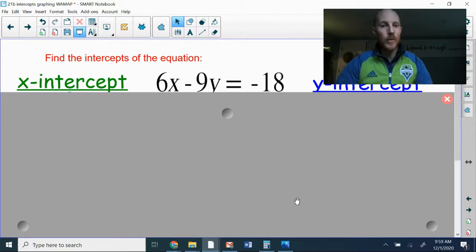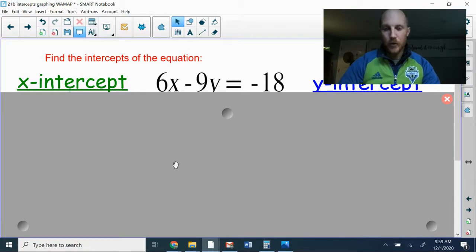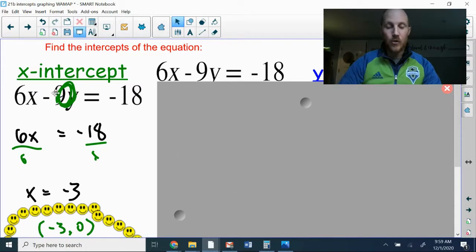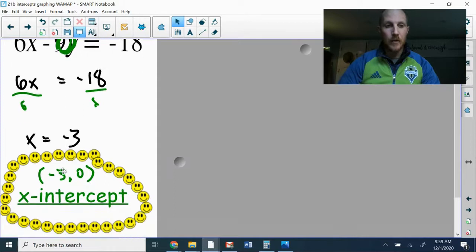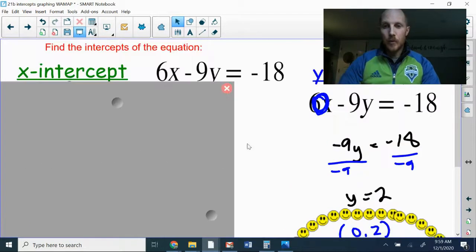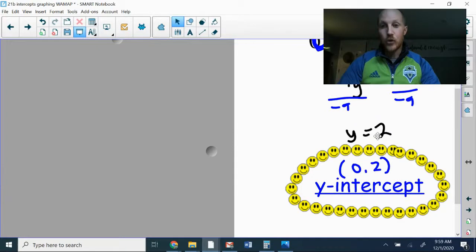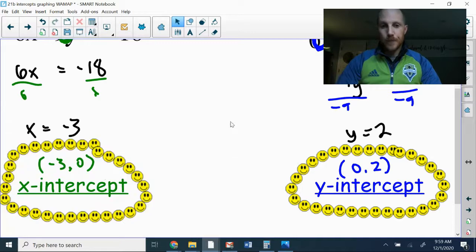Okay, let's do another example just to make sure we got this under control here. So we're going to graph this equation 6x minus 9y equals negative 18. So my first job was to find the x-intercept, to copy that equation down, change the y to 0, solve for x. I got negative 3. So my x-intercept will be at negative 3, 0. And then similar process to find the y-intercept, copy that equation down, and this time I changed the x into a 0, solved for y, and I ended up at y equals 2. So my y-intercept will be 0, 2.